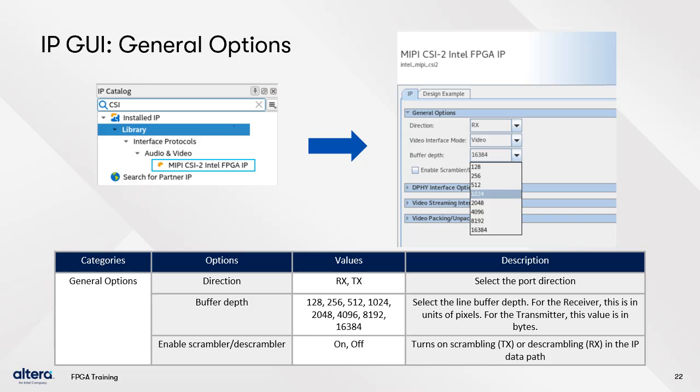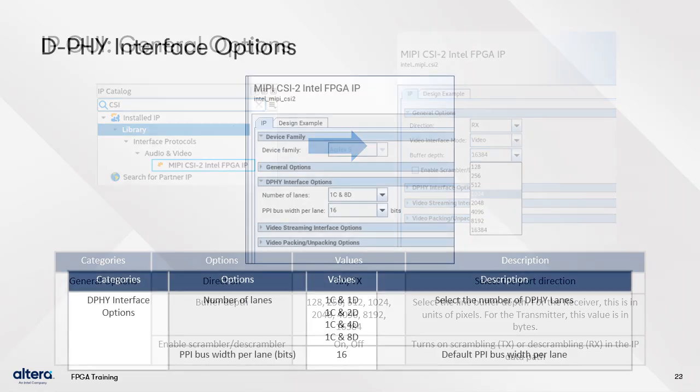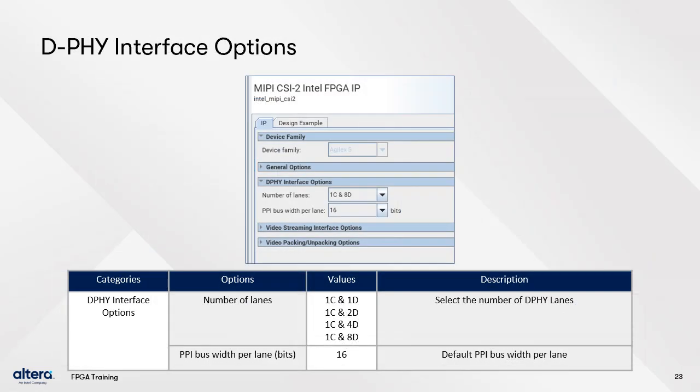For a receive IP, this is in units of pixels. For a transmit IP, this is in bytes. There is also a tick box in the section allowing you to enable CSI2 scrambling in the transmit path or CSI2 descrambling in the receive path. In the D-PHY interface options section, select the number of lanes to implement in the D-PHY IP that you will connect to the CSI2 IP. This is necessary to properly configure the PPI bus between the 2 IP.